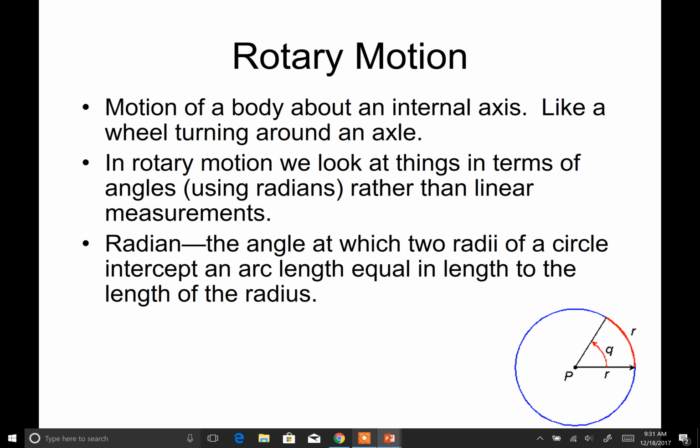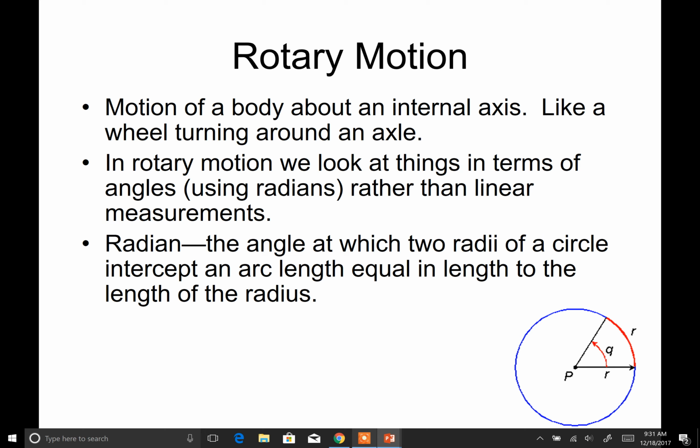Rotary motion is when a body rotates about an internal axis, like a wheel turning around an axle. In rotary motion, we look at things in terms of angles. Usually we measure it in radians instead of degrees. We don't use linear measurements.